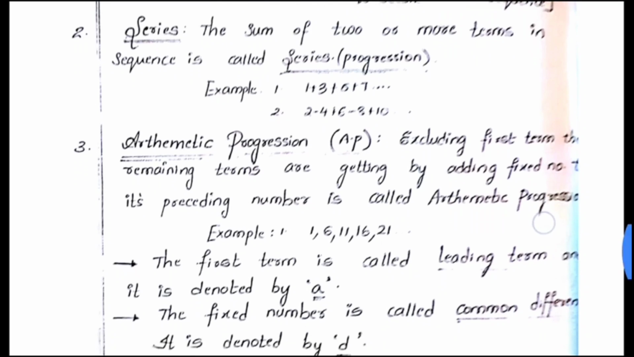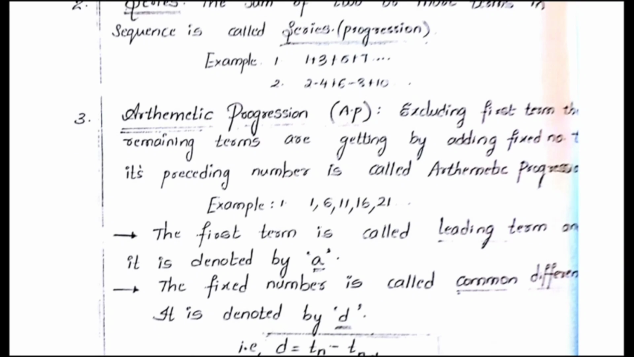Now, arithmetic progressions. These series are of 3 types: one is arithmetic progression, second is geometrical progression, and third is harmonic progression. So, arithmetic progression: excluding the first term, the remaining terms are got by adding a fixed number to the preceding number. Excluding the first term means leaving the first term. The remaining terms are got by adding a fixed number to the preceding number. This is called arithmetic progression.